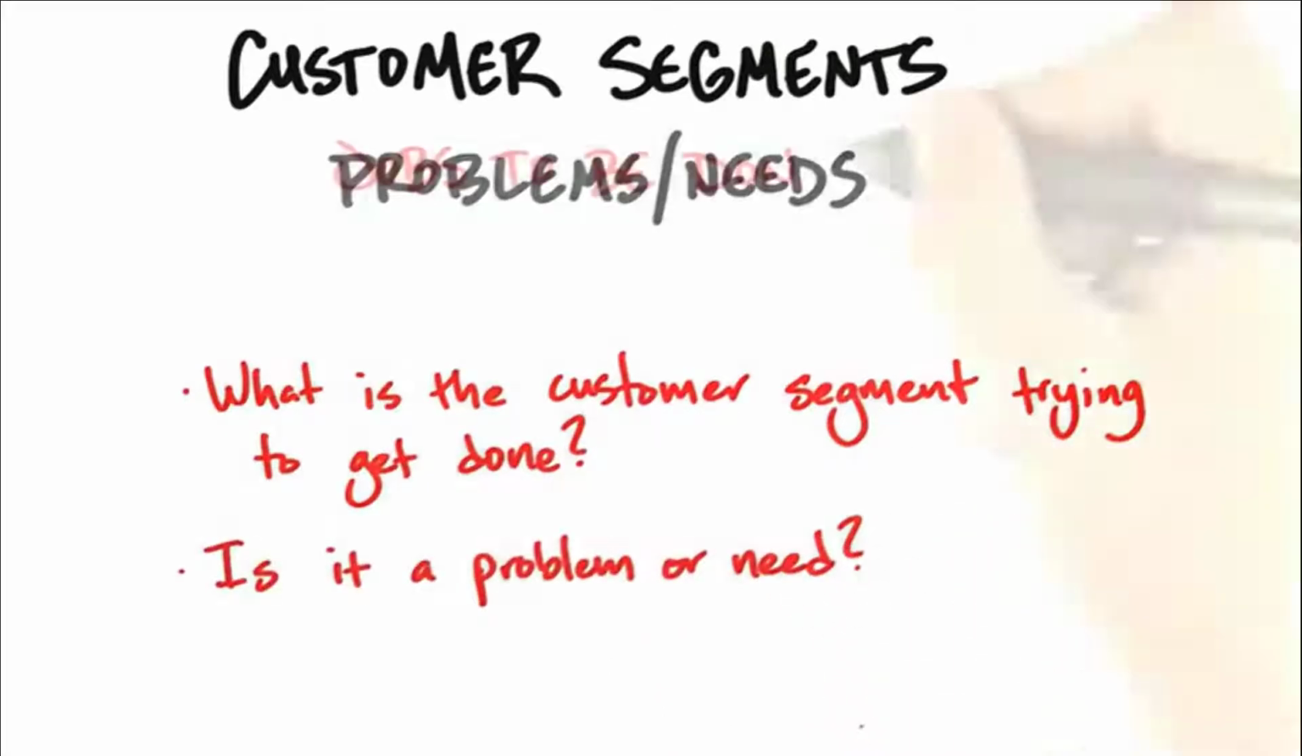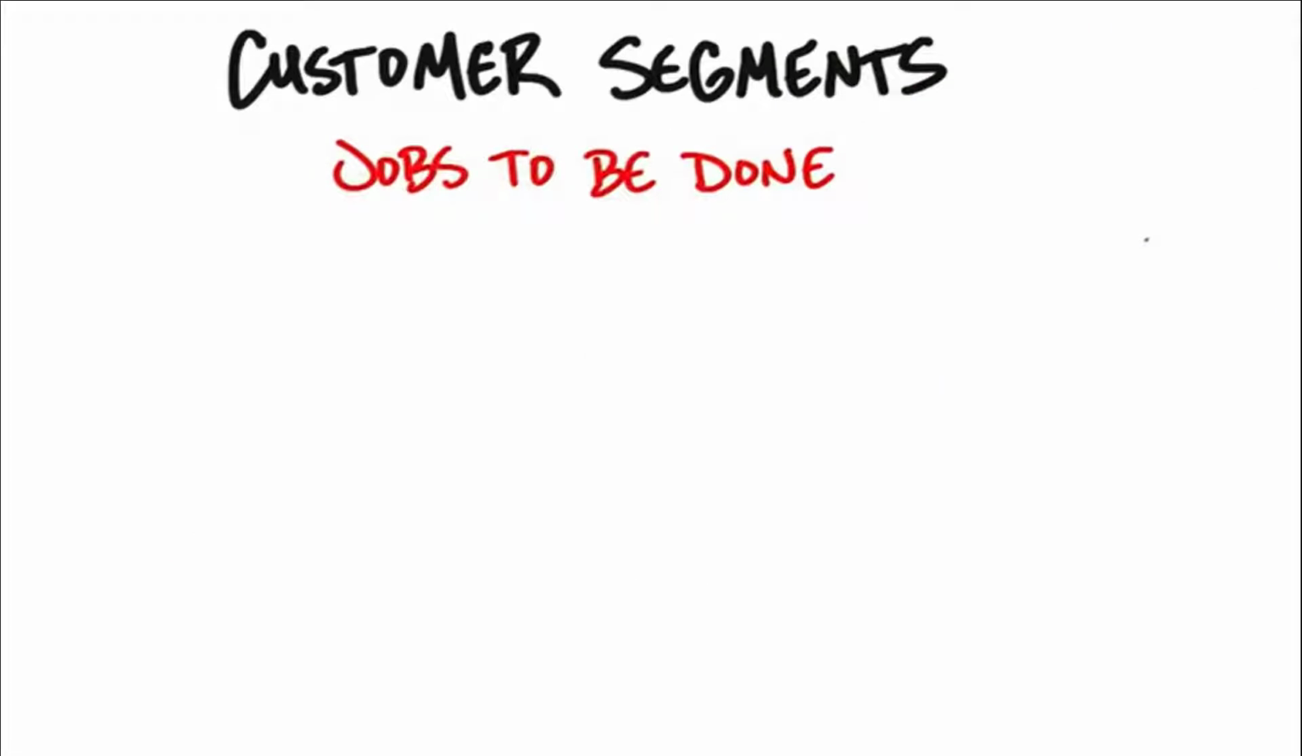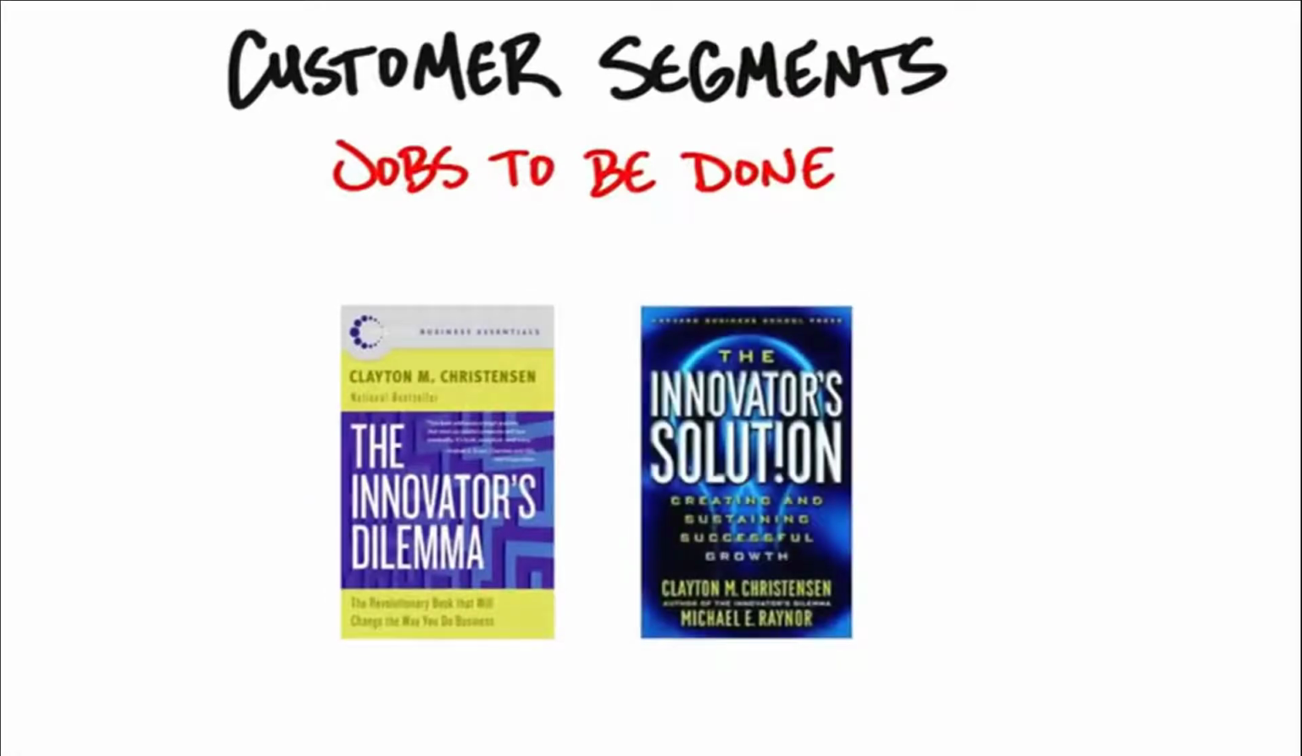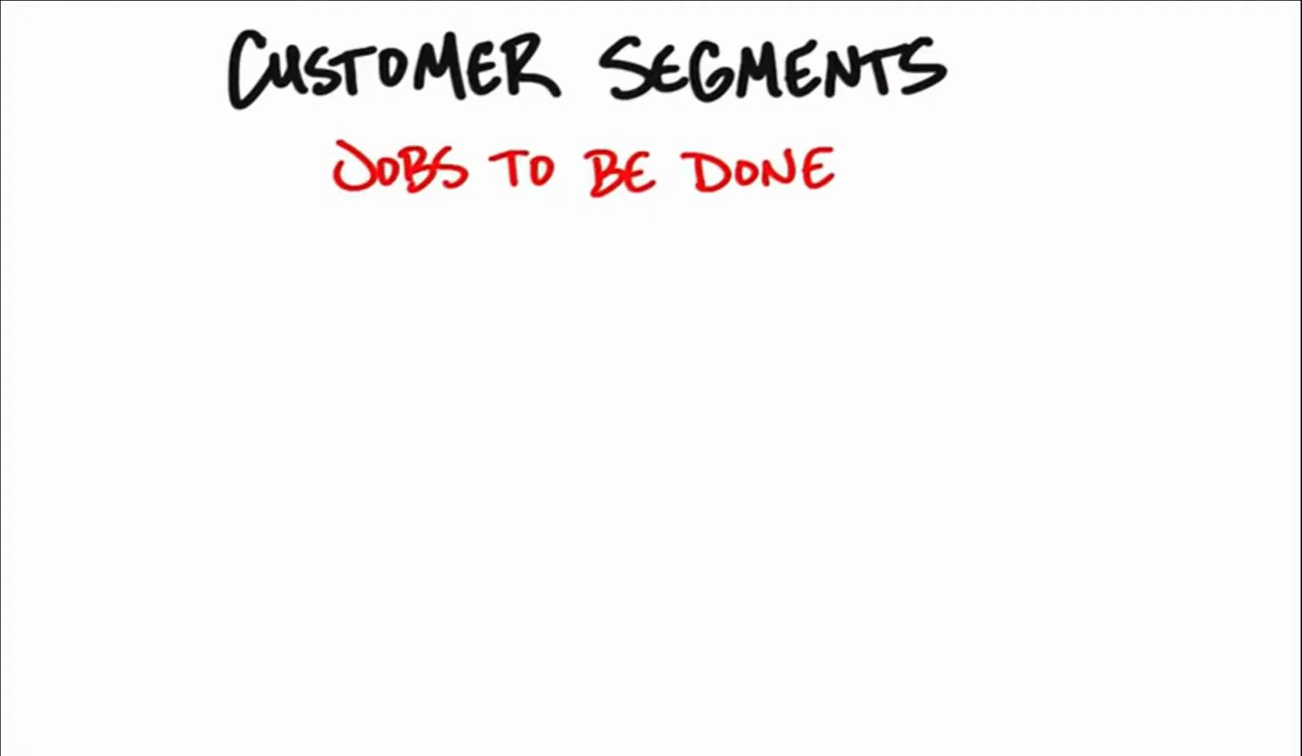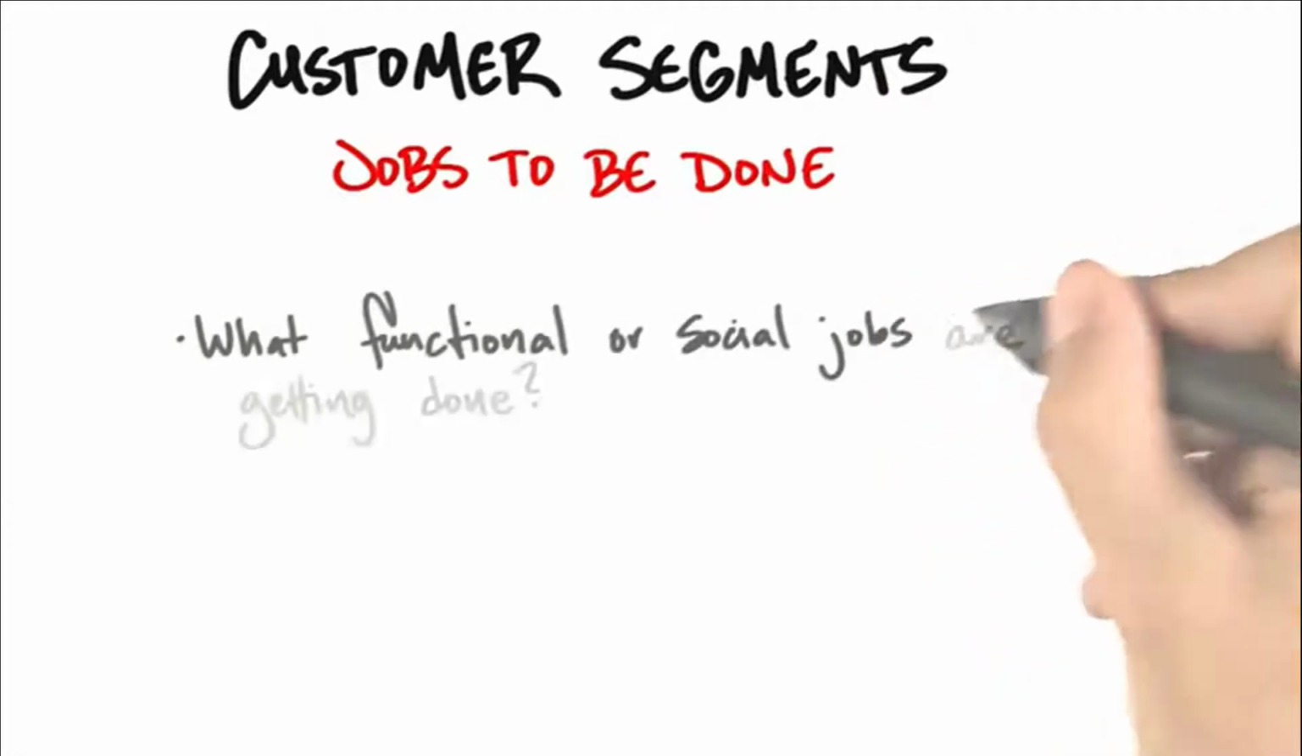Now, this phrase "jobs to be done" was first popularized by Clayton Christensen, who wrote a series of books, The Innovator's Dilemma and The Innovator's Solution. Should probably be on any entrepreneur's reading list. And what Christensen said is, look, what functional or social jobs are getting done?